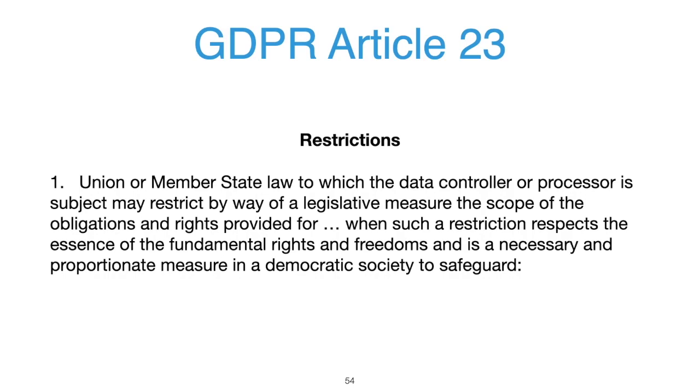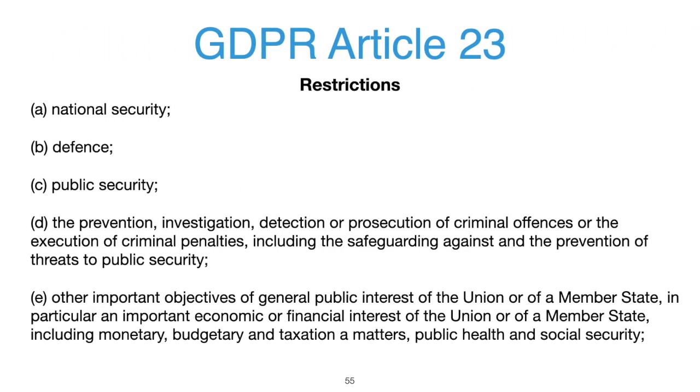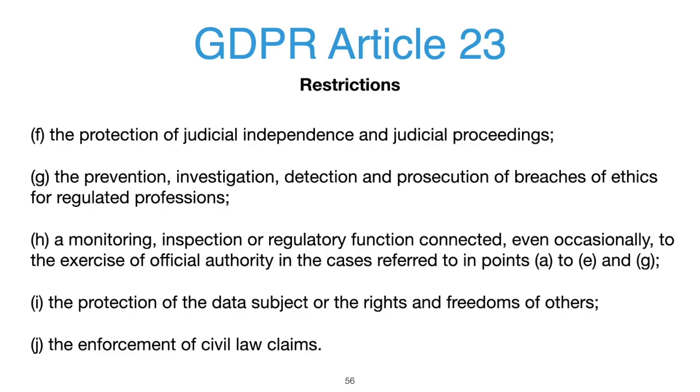Finally, then, there are some restrictions placed on the rights of the data subjects. And these appear in Article 23. These are pretty much what you would expect. So in 23A, we have national security, B, defence, C, public security. There's the prevention, investigation, detection and prosecution of criminal offences, and then other important objectives of general public interest. So these are quite vague, but these would be overriding national security or public interest concerns.